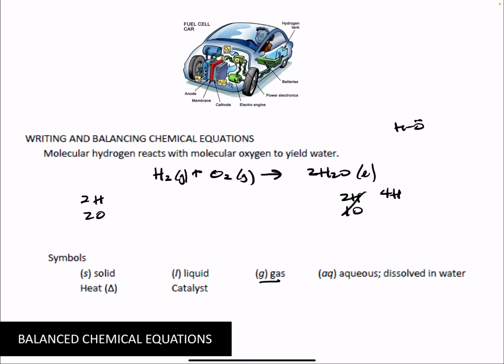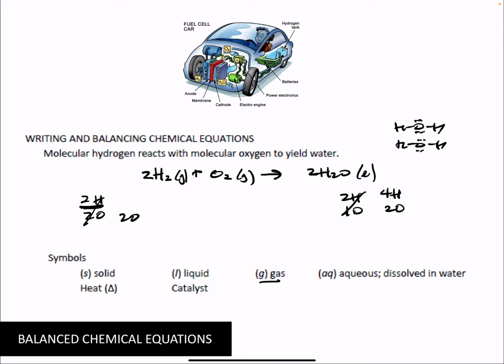If I drew this as a Lewis structure, it would look like this. How many H's do I have? 4. How many O's? 2. Okay, that's good. Over here now, I have 2 O's, so that's good, but I only have 2 H's. How do I fix that? I just put a 2 in front there. So this is a balanced chemical equation.